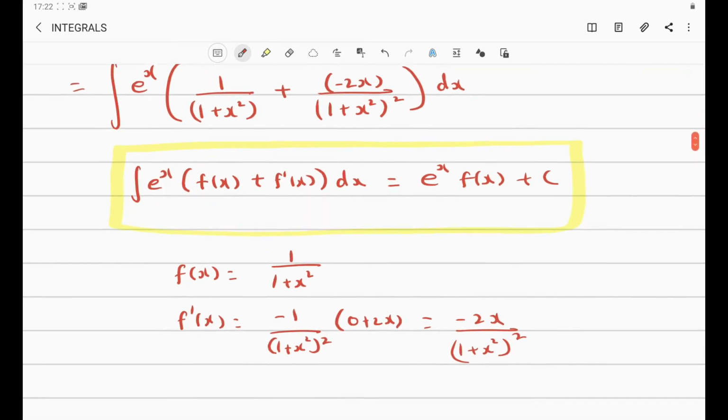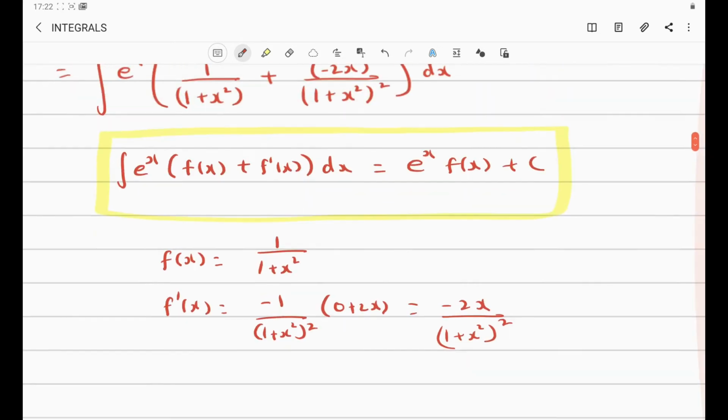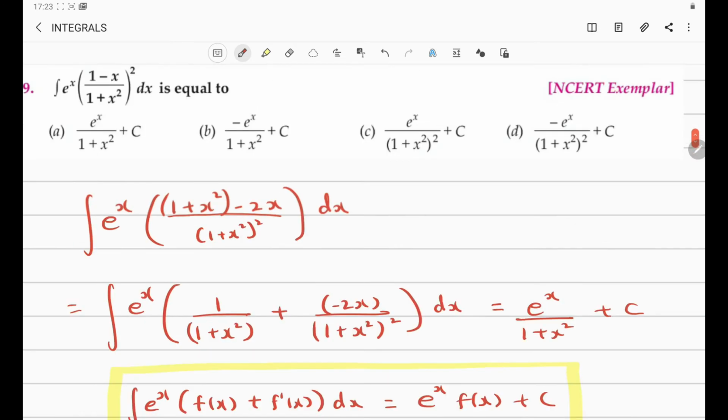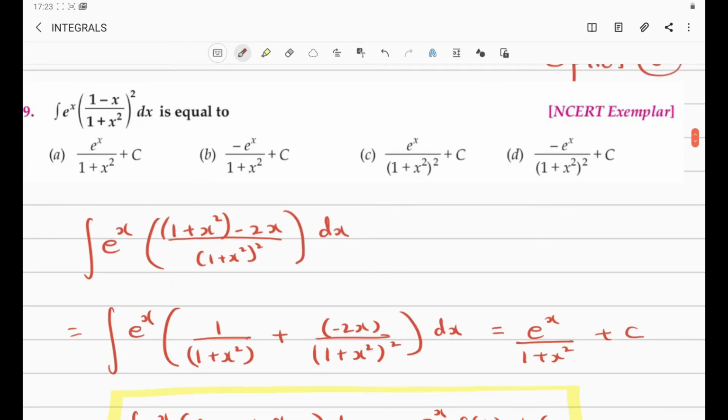So, this can be written as e power x into f of x, which becomes 1 by 1 plus x square, plus constant of integration c. So, the right option is e power x by 1 plus x square. So, option A is the right choice.